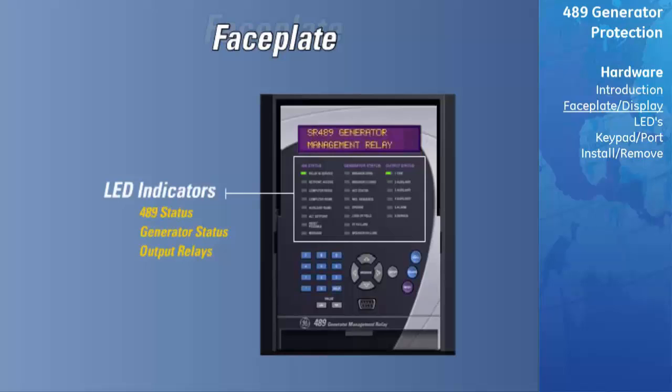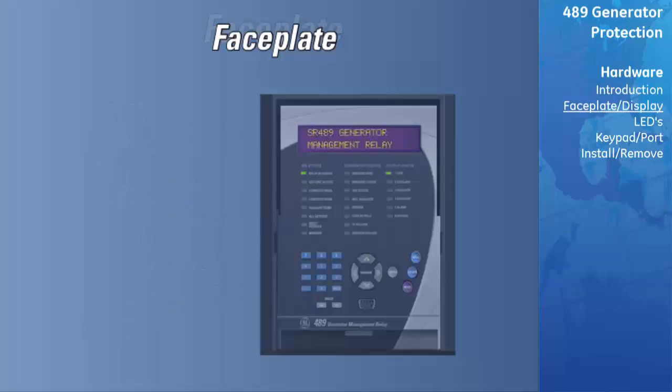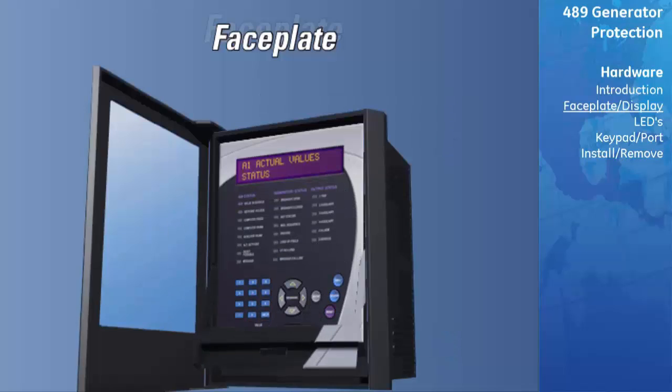LED indicators for the 489, generator, and output relay status, in addition to a 40-character message display and keypad, allow control, programming, and status monitoring without the need for a computer. However, the conveniently located front RS-232 port allows easy connection to a computer for programming and monitoring. The relay's drawout handle has provision for a wire lead seal to detect unauthorized removal.